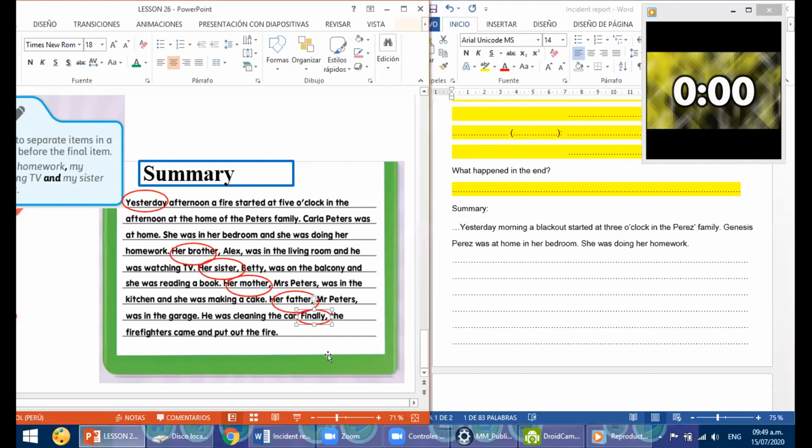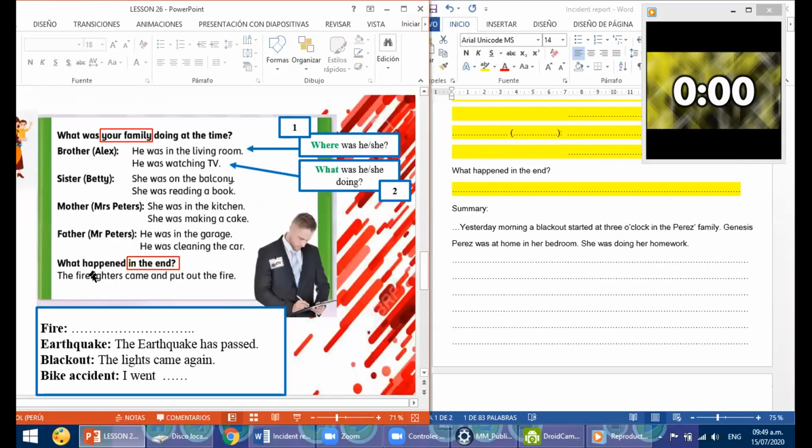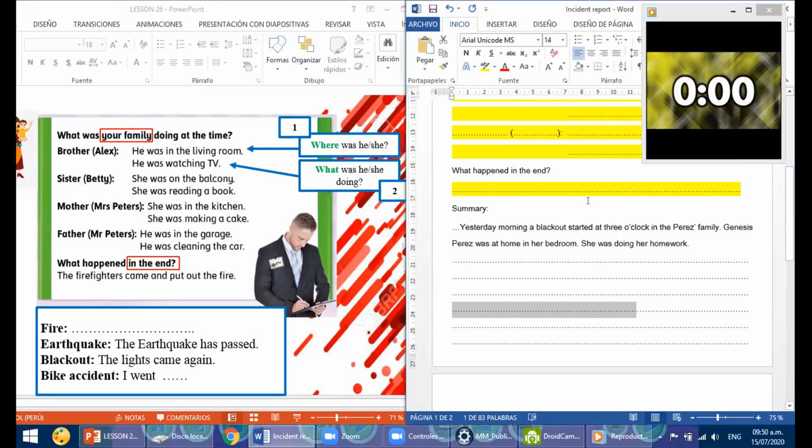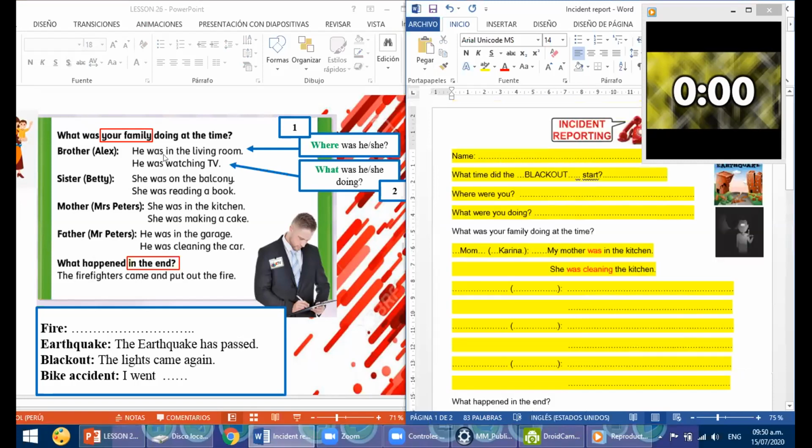Okay? In the last part, we complete with this, no? With the idea. What happened at the end? Finally, the earthquake has passed. Finally, the lights came again. Finally, I went to the hospital. Okay, that is your incident. Okay? Follow the model, please. Follow the model.